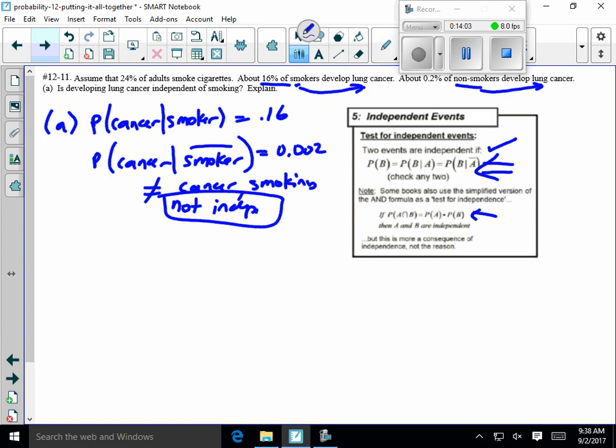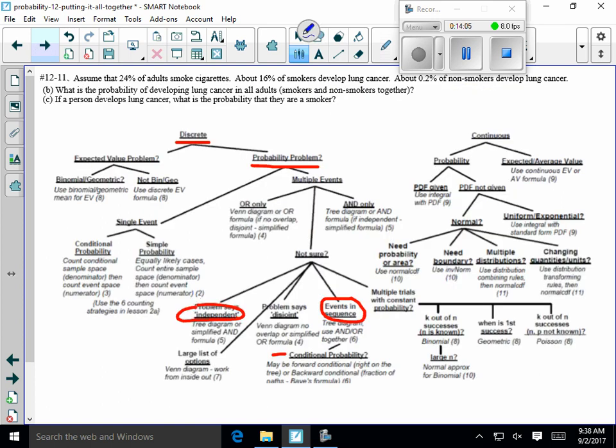Okay, let's look at the next part. The next part says if a person develops cancer, what's the probability that they are a smoker? Okay, so that's definitely a discrete probability problem because even though the probabilities are percentages here, the underlying variable is the number of people who smoke. Numbers of people who smoke are integers, and so that's definitely a discrete problem.